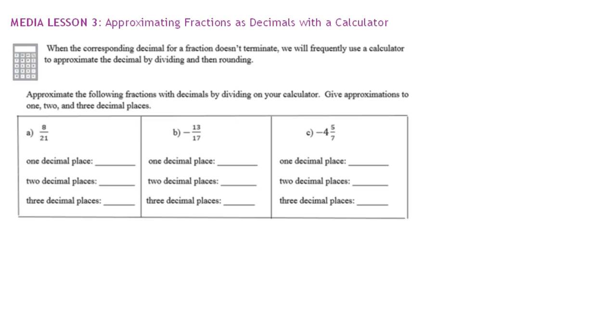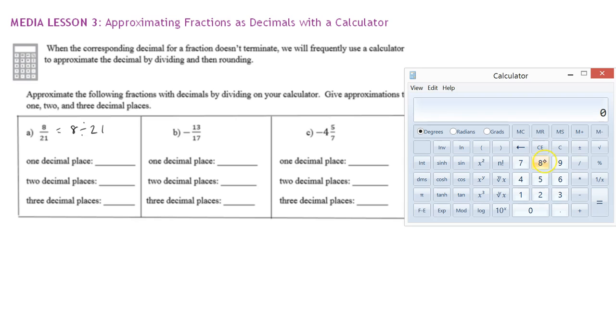So let's look at our first example. We have the fraction 8 over 21. And remember, this is equivalent to 8 divided by 21. So if we want to find this value on the calculator using division, we're going to divide 8 by 21. So 8 divided by 21. And here's our result. So now let's round it to 1, 2, and 3 decimal places.